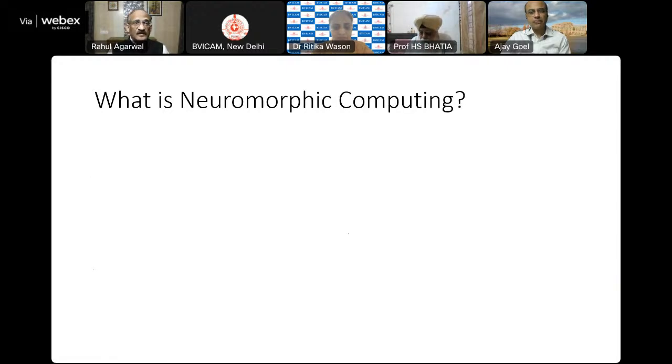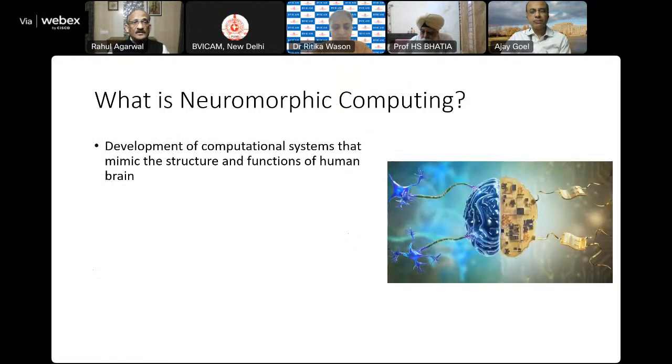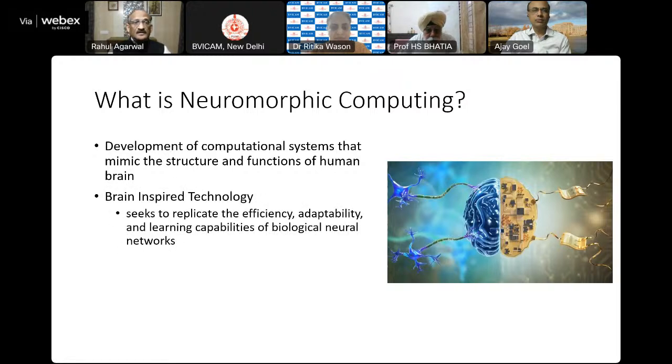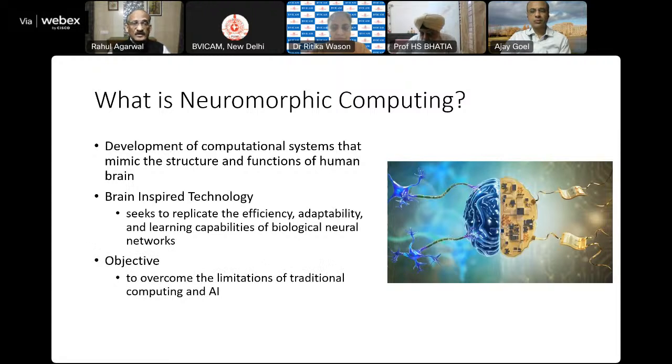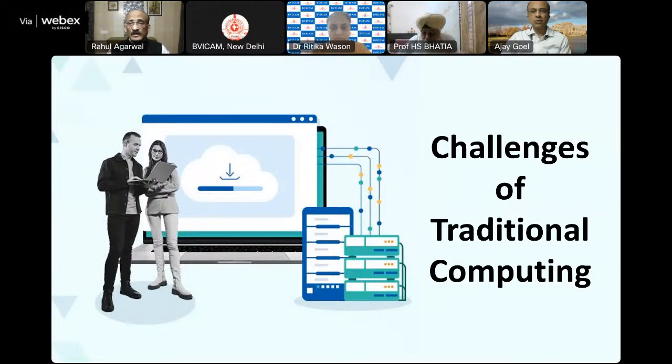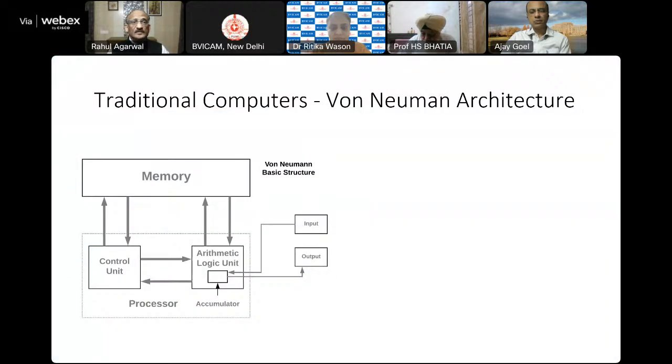So let's start with what is neuromorphic computing. It's the development of computational systems that mimic the structure and functions of the human brain. It's a brain-inspired technology which seeks to replicate the efficiency, adaptability, and learning capabilities of biological neural networks. And the objective is to overcome the limitations of traditional computing and AI. So let's understand what are the challenges of traditional computing.